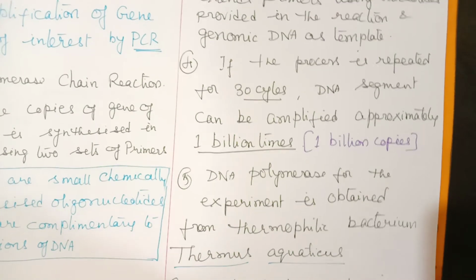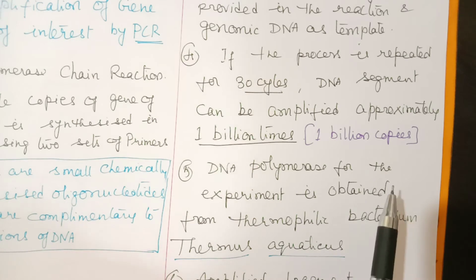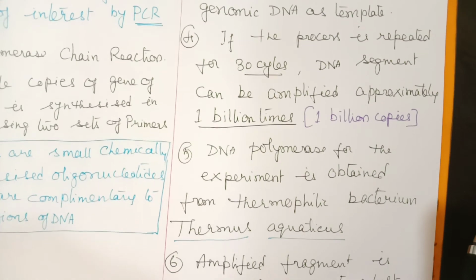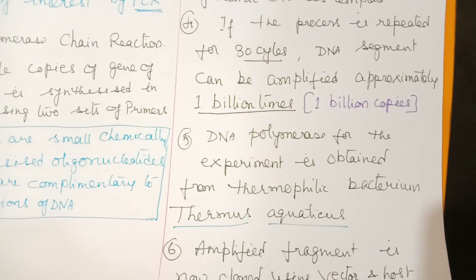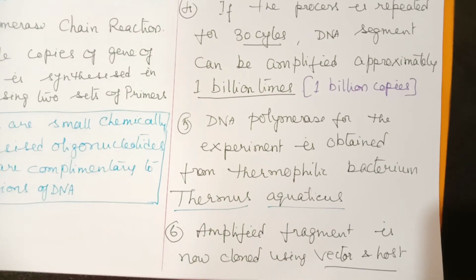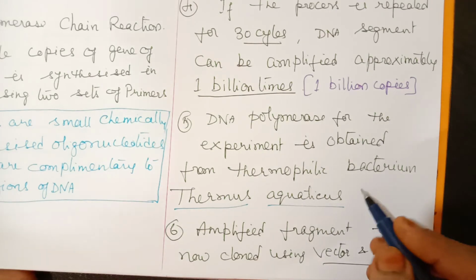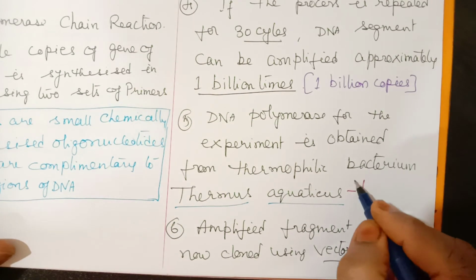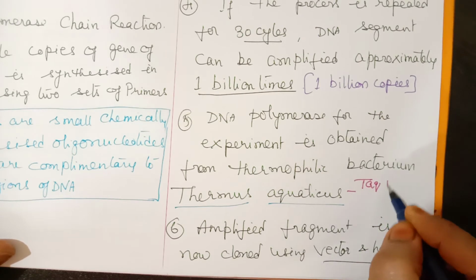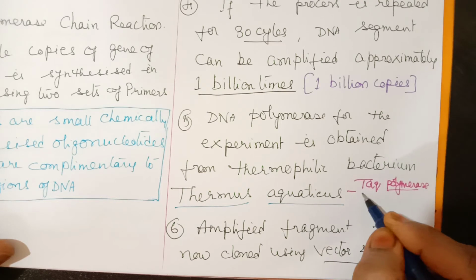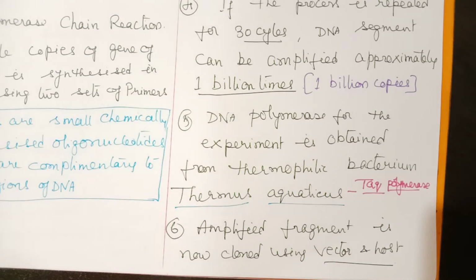1 billion copies are obtained. That means each time the technique is performed, it doubles. Doubling will take place. So the DNA polymerase used for the experiment is obtained from a thermophilic bacterium called Thermus aquaticus. And this DNA polymerase obtained from this thermophilic bacterium is also called Taq polymerase. Taq stands for the name of this bacterium, Thermus aquaticus.